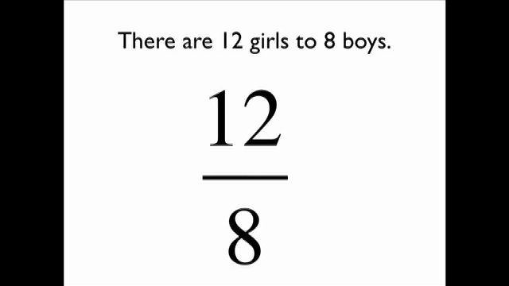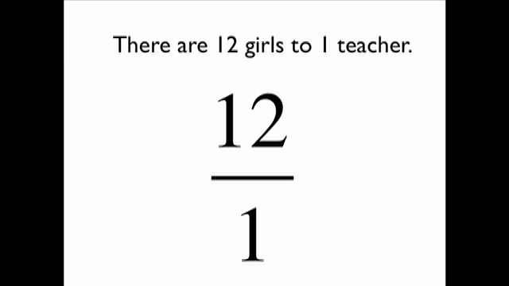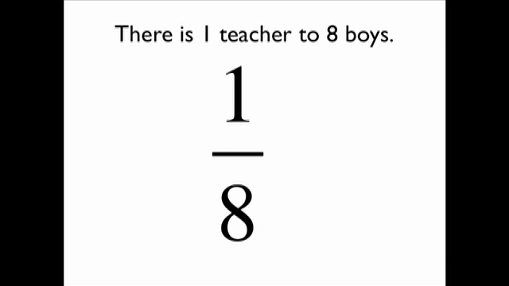There are 12 girls to 8 boys. The 12 to 8 ratio becomes 12 divided by 8. There are 12 girls to 1 teacher. The ratio of 12 to 1 becomes 12 divided by 1. There is 1 teacher to 8 boys. The ratio of 1 to 8 becomes 1 over 8.